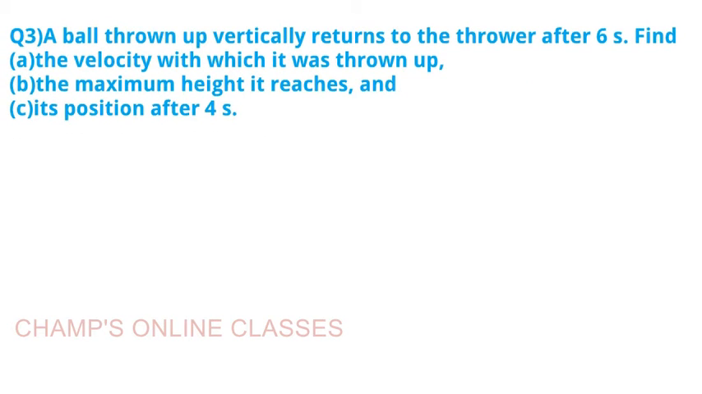Our third question is, a ball thrown up vertically returns to the thrower after 6 seconds. Find the velocity with which it was thrown up, the maximum height it reaches, and its position after 4 seconds. Now to solve this question, we will divide this motion of the ball into two parts of equal time duration, that is, each of 3 seconds.